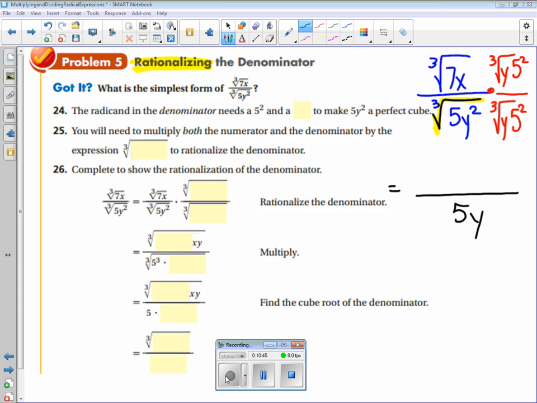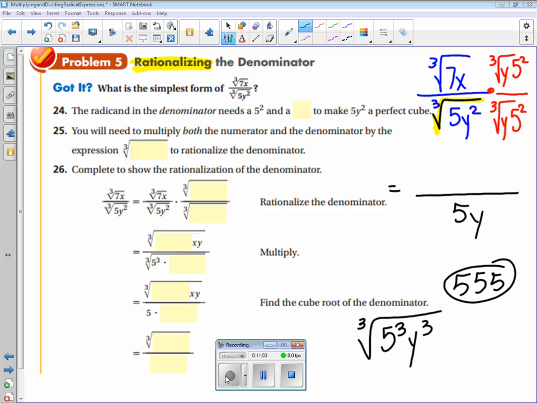Okay, anyway, there's a total of 3 5s and 3 y's. Remember this, if I had 5 to the third, y to the third, and this is the third, can't I bring out 1 5 and 1 y? Think about it. 5, 5, 5, got a group of 5s. Y, y, y, got a group of y's. I brought one out for each, and there's nothing left over, so there's no more radical.